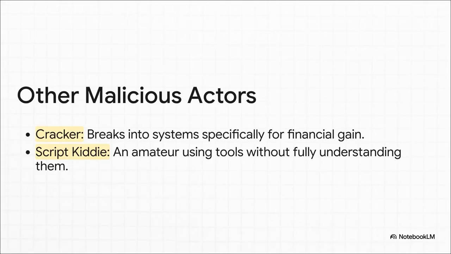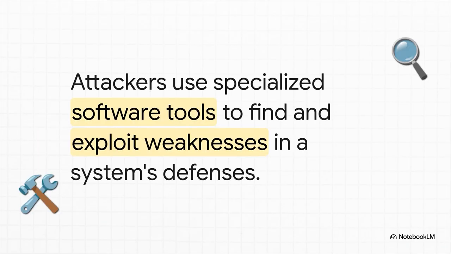Now, besides those hat categories, there are two other terms you'll hear a lot. A cracker is basically a type of black hat who is laser focused on one thing, financial gain. And then you have the script kiddie. This is an amateur who uses powerful, pre-made hacking tools without really understanding how they work or the damage they can do. So how do these attackers actually get the job done?